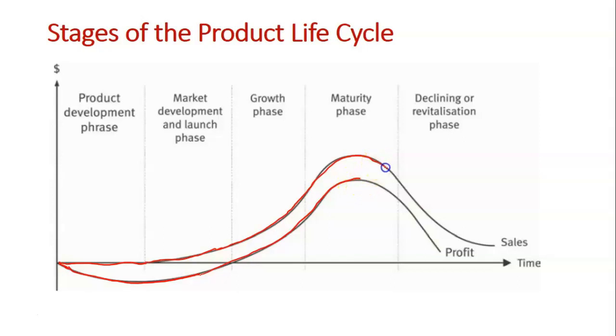And then the sales and the profit start to decline, and there is a time when the product exits the market. So this is the product life cycle and the profit and revenue during the different stages of the product life cycle. But the bottom line is this: every product passes through these stages of the product life cycle.